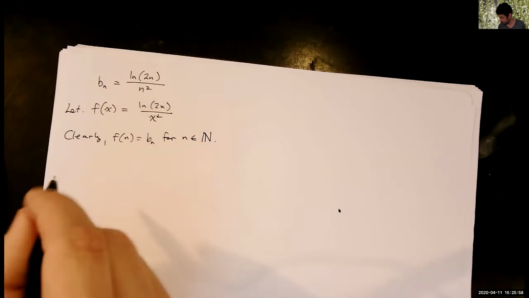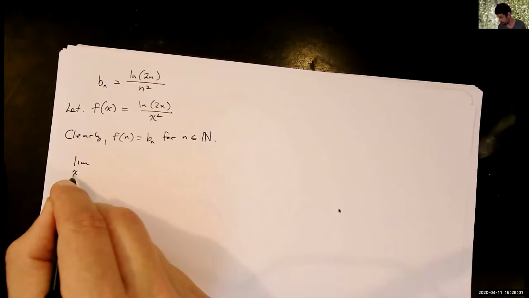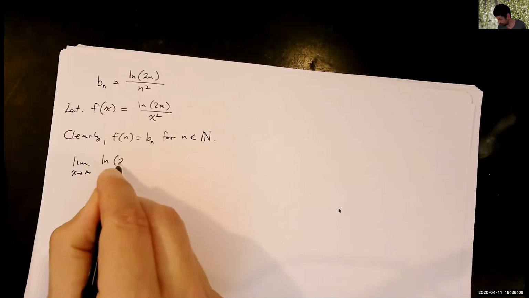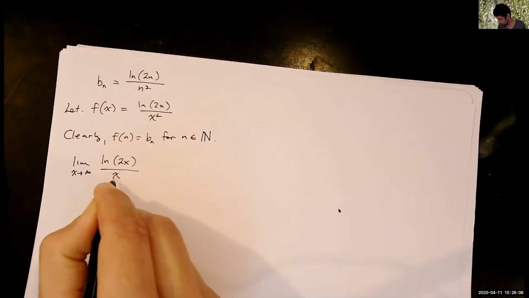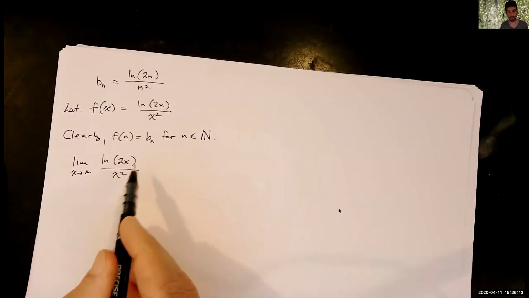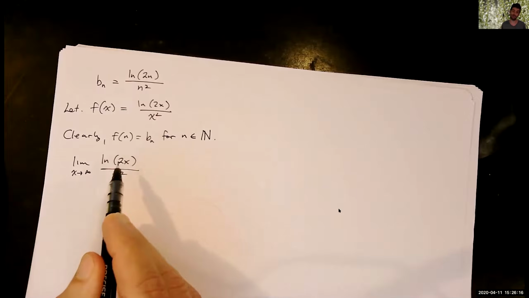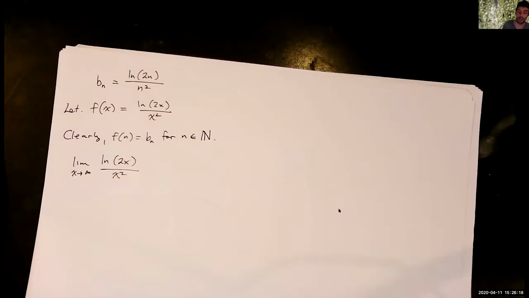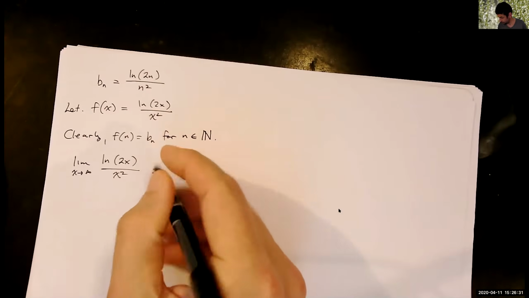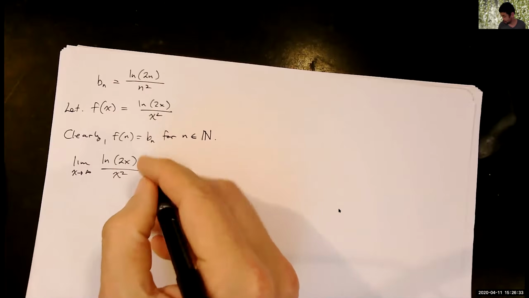So let's look at the limit as x goes to infinity of f of x. So the natural log of 2x over x squared. What we might notice is we're getting infinity over infinity. Natural log of 2x as x gets larger goes off to infinity. x squared as x gets larger and larger goes off to infinity. So we get infinity over infinity, which means nothing. It's indeterminate. However, we have a nice rule. We can use L'Hopital's here.